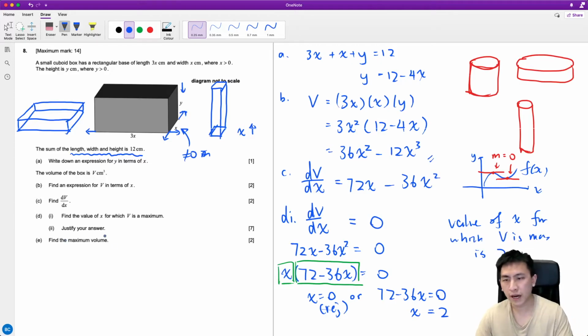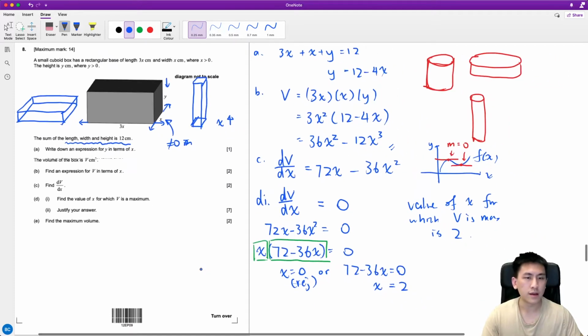Now, to justify your answer, it depends on how your school teaches you. The way I do it is I always differentiate it again. Because I already mentioned, if the gradient is 0, it could be a maximum point, but at the same time it could also be a minimum point. So you have to justify whether, when x is 2, it would actually be a maximum or a minimum. You can check signs or whatever, but the way I do it, I just differentiate again. I do the second derivative test.